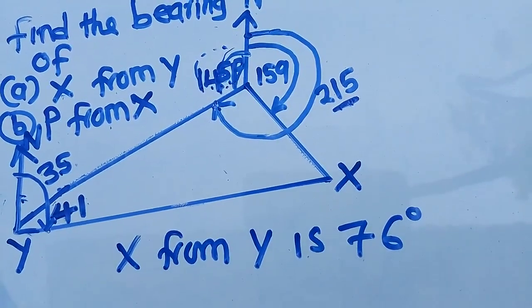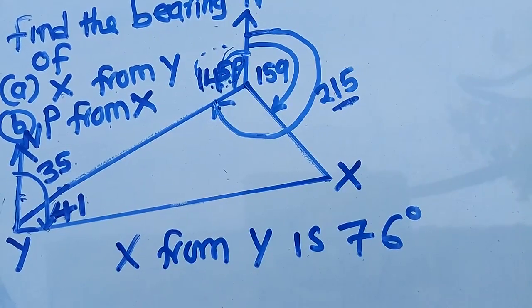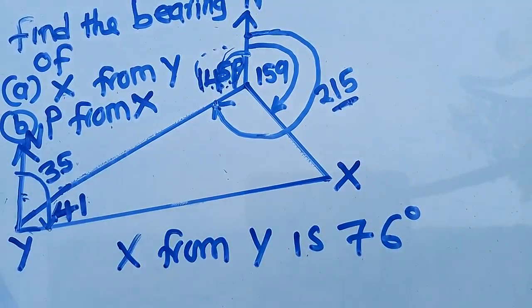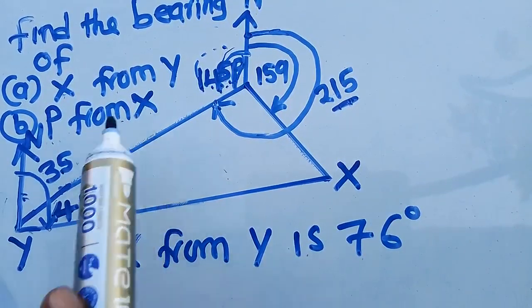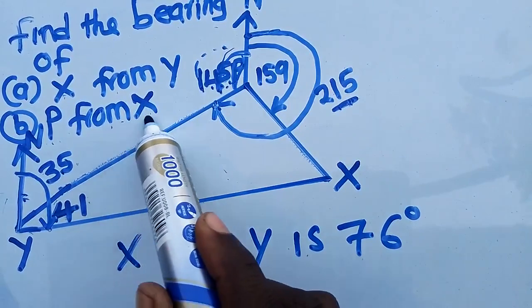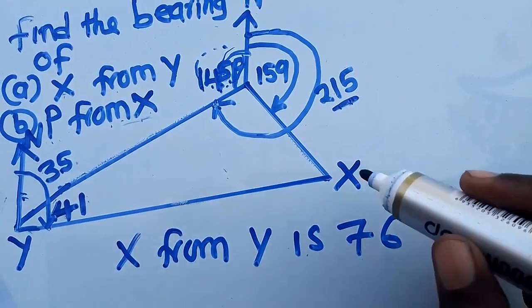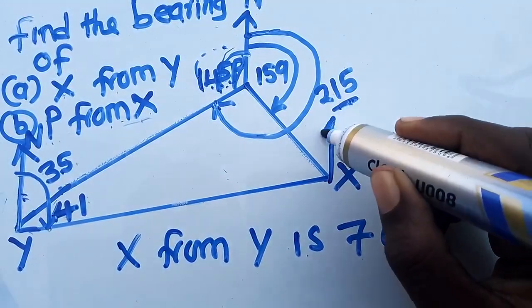Move to the other question. The other question is P from X. So the bearing of P from where? From X. The bearing of P from X. So you're starting from where? You're starting from X, joining P. This is what you're going to do. Hope all the principles I've told you, you've mastered them. Okay, X. You go at X like this. You put a north there.